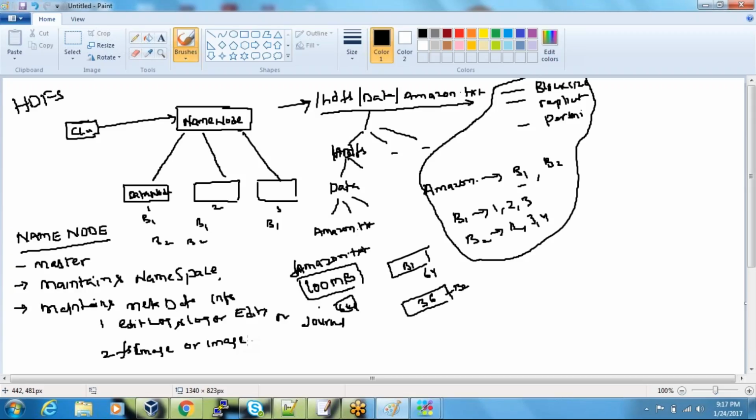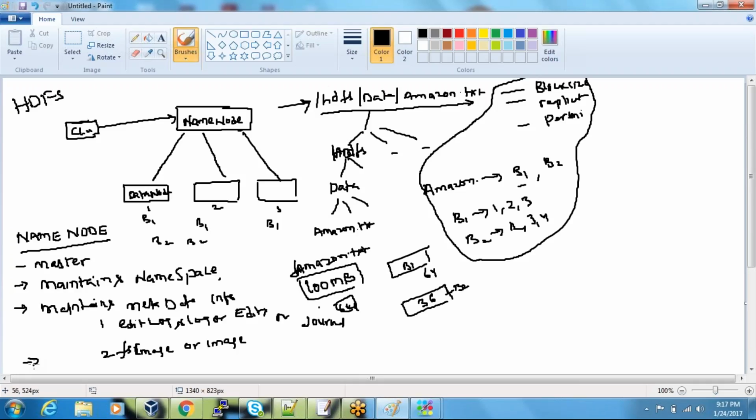So what is edit log, what is fsimage? For the time being, just understand it is metadata information. I will show you in detail what edit log contains and what fsimage contains. Don't get confused now, don't jump into those things. It will maintain the metadata information in the form of two files. These two files will be in your name node local disk. These files will not be in HDFS.